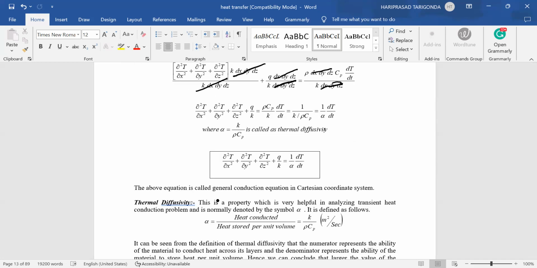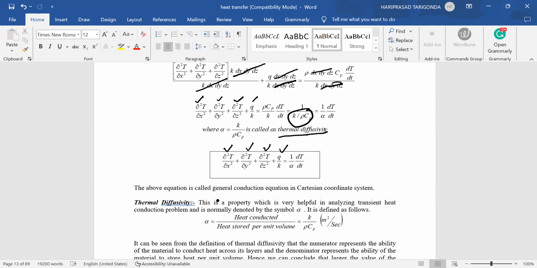Finally, the simplified expression will be ∂²T/∂x² plus ∂²T/∂y² plus ∂²T/∂z² plus q/k is equal to rho Cp/k times dT/dt. Here k/(rho Cp) is called alpha, the thermal diffusivity. Therefore, the final equation will be ∂²T/∂x² plus ∂²T/∂y² plus ∂²T/∂z² plus q/k is equal to 1/alpha dT/dt.